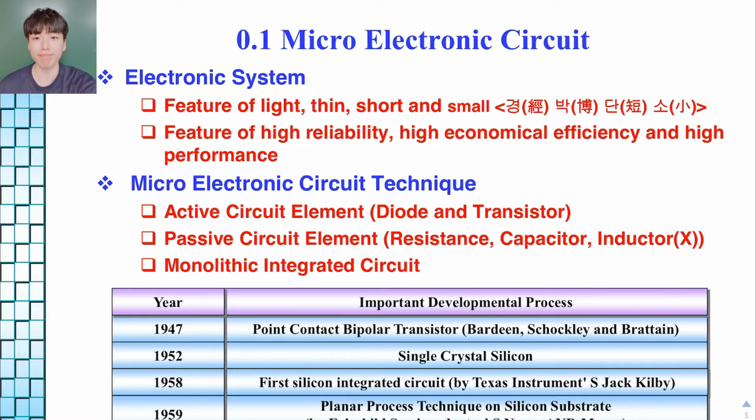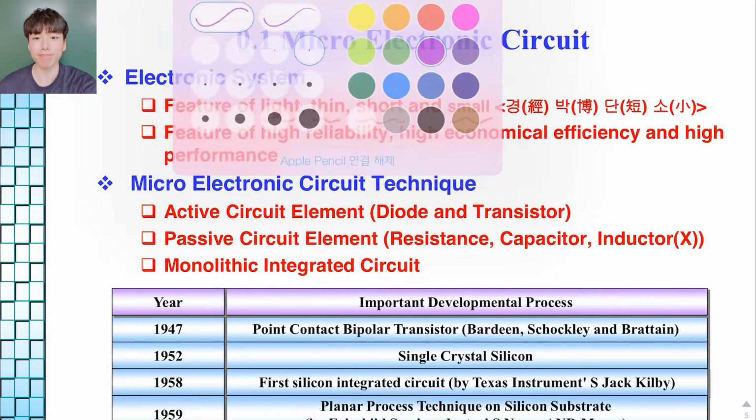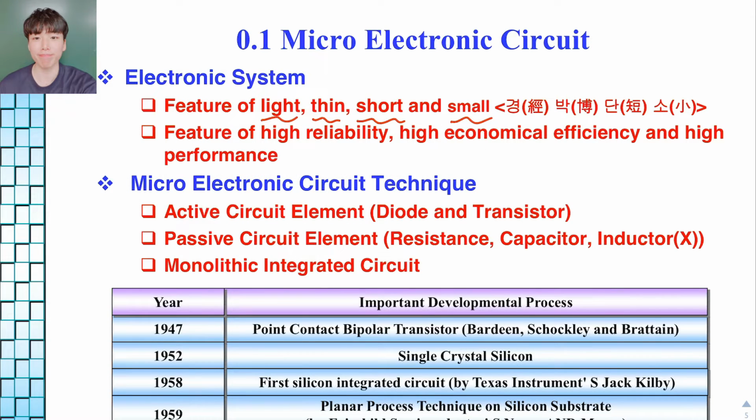First of all, I'll explain microelectronic circuits. Electronic systems should be light, thin, short, and small. We call it 경박탄소. An electronic system has three features. First, high reliability. Second, high economical efficiency. And third is high performance.